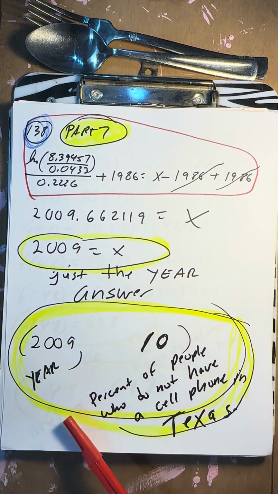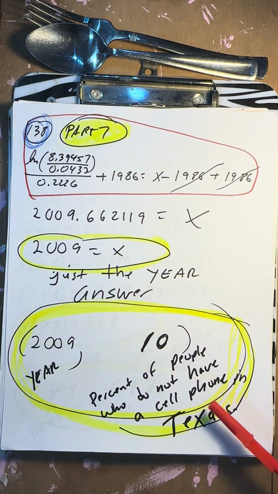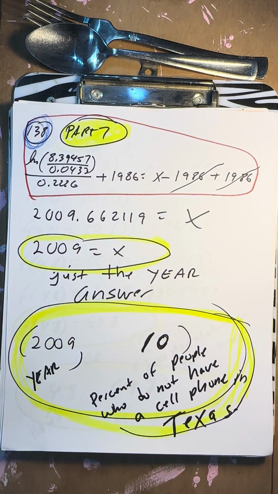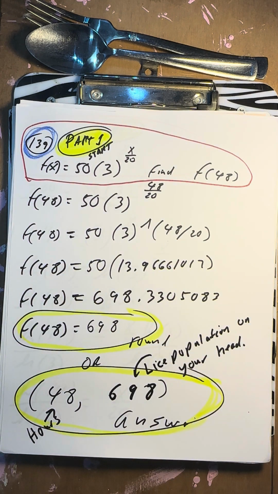So in the year 2009, what happened? 10% of the people did not have a cell phone in Texas. Only 10% of people did not have a cell phone in Texas in 2009. Yay, that's pretty good.